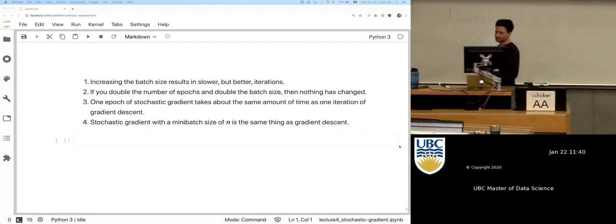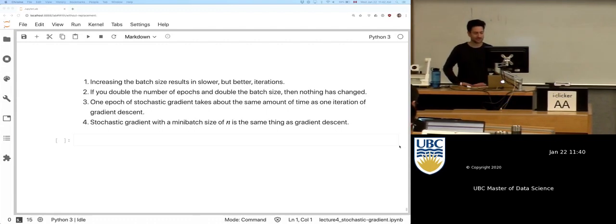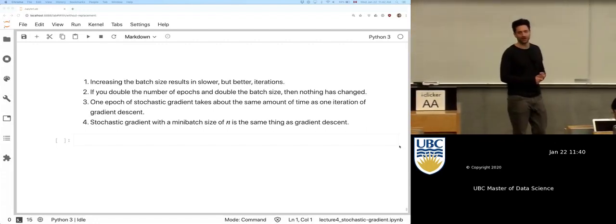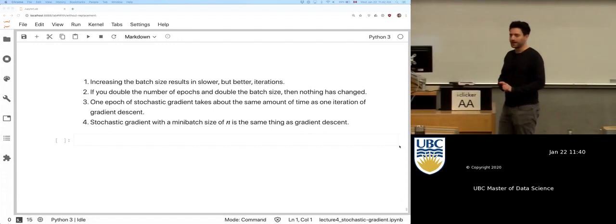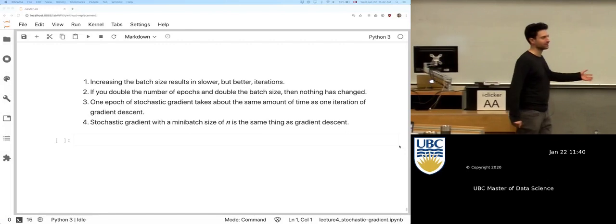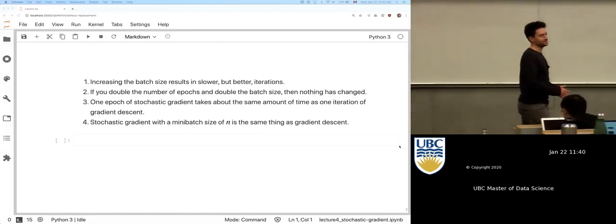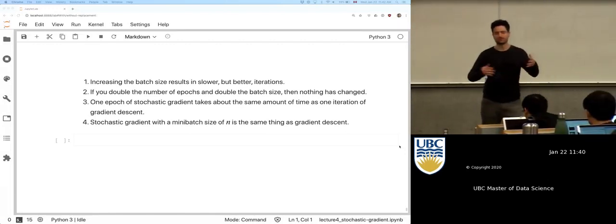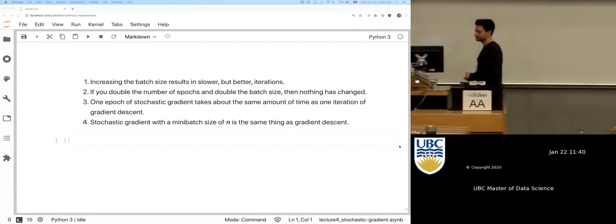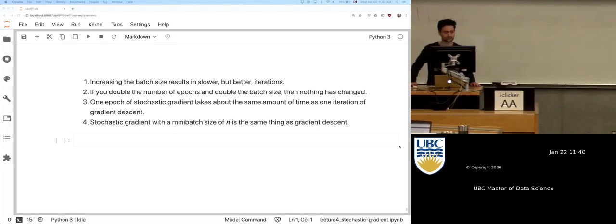Number 3. One epoch of stochastic gradient takes about the same amount of time as one iteration of gradient descent. My answer here is true. Again, it may not be exactly the same amount of time, but one iteration of gradient descent means you've gone through the whole data set. The definition of one epoch of stochastic gradient is that you've gone through one data set. So they should take, roughly speaking, the same amount of time. Again, there's implementation considerations of vectorization and all that kind of stuff, but about the same amount of time.